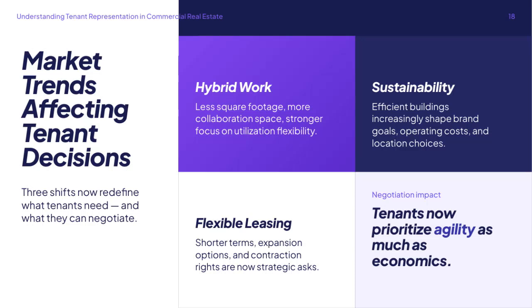Let's talk about the key market trends that are shaping tenant decisions today. First, hybrid work has changed the way tenants think about office space. They want less square footage overall, but more collaborative areas that support team interaction. Flexibility in how space is used is becoming a must. Second, sustainability is no longer just a bonus, it's a priority. Efficient buildings influence not just operating costs, but also a company's brand image and where they choose to locate.